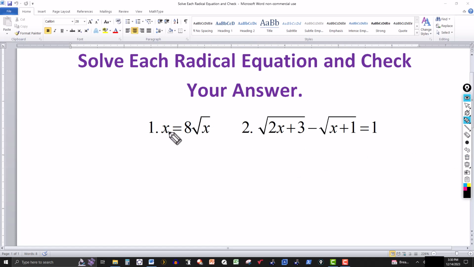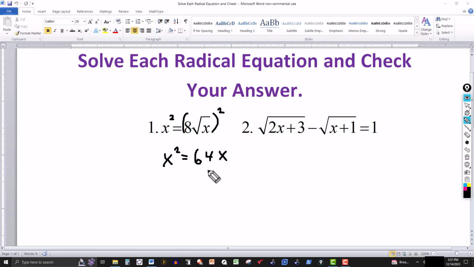So here we have x equal to 8 square root of x. You want to start by eliminating the radical by squaring both sides. So this gives me x squared is equal to, and then we square this out, 8 squared is 64. And then the square root of x squared, that eliminates the radical, so we get this.